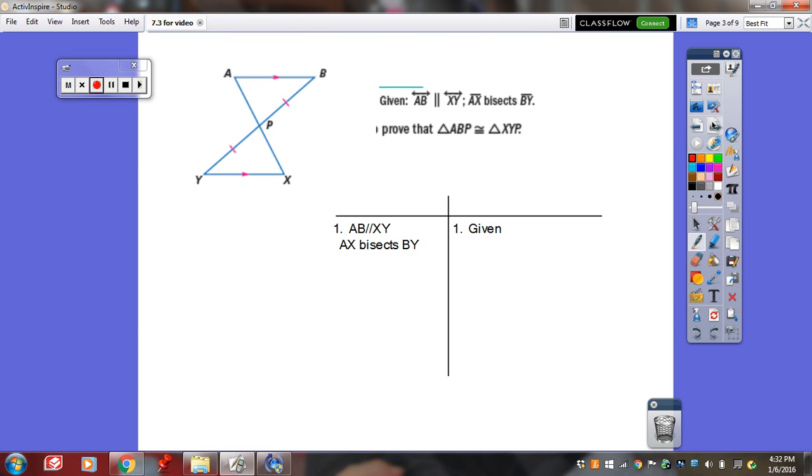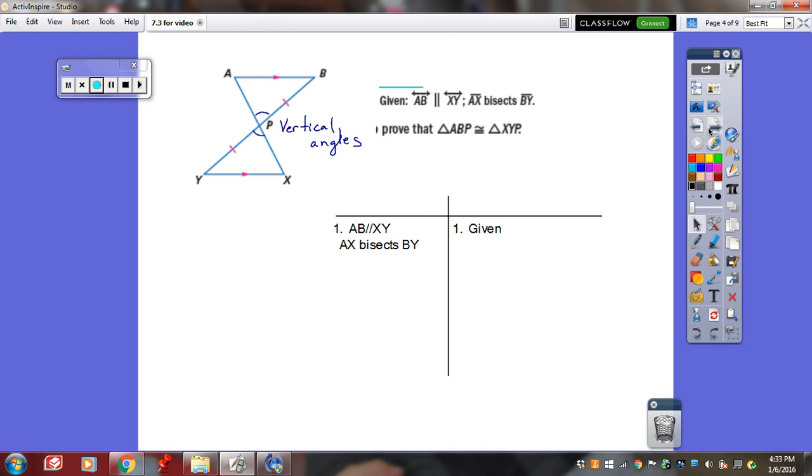We actually looked at this diagram on Monday whenever we had all of the diagrams up, and you were able to tell me several different things about this diagram. We know that AB is parallel to XY, so we know that this segment here is parallel to this segment. We know that AX cuts BY in half because AX is the bisector of BY. So we talked about several things on Monday that we could tell just from this diagram.